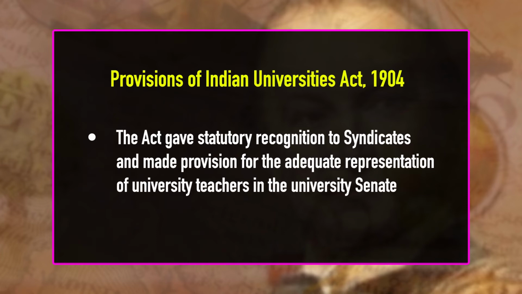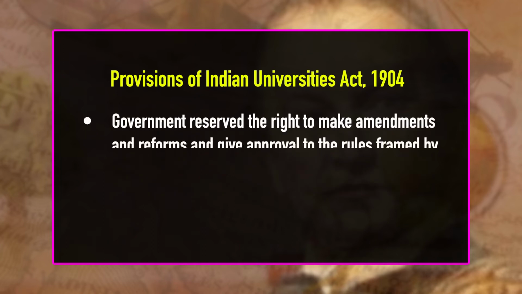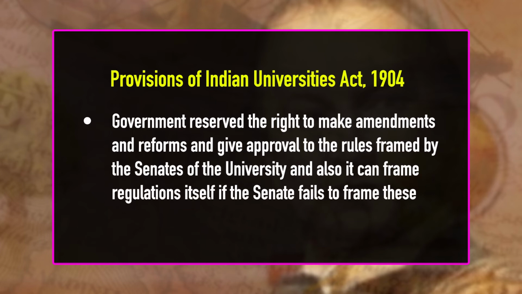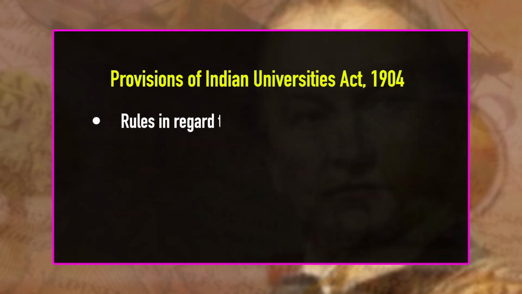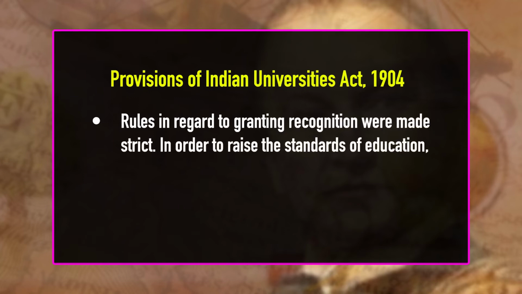The government reserved the right to make amendments and reforms and give approval to the rules framed by the senates of the university, and it could also frame regulations itself if the senate failed to frame these regulations in time. Rules in regard to granting recognition were made stricter.